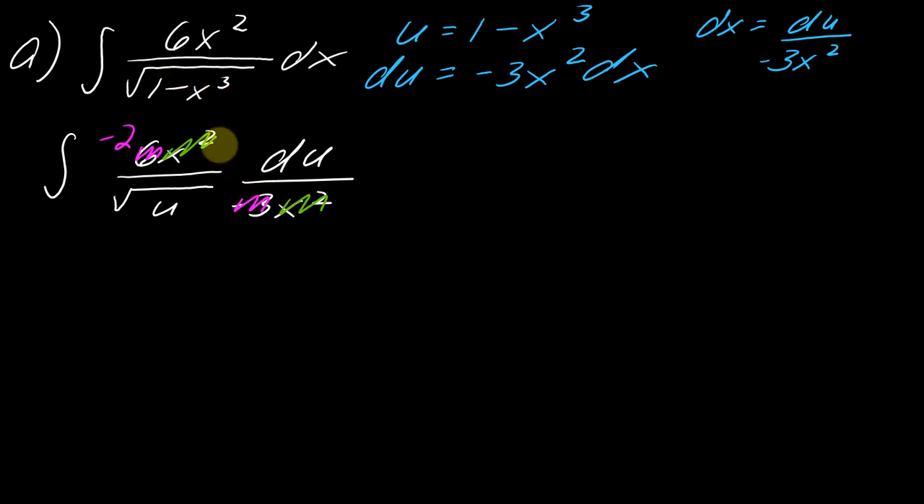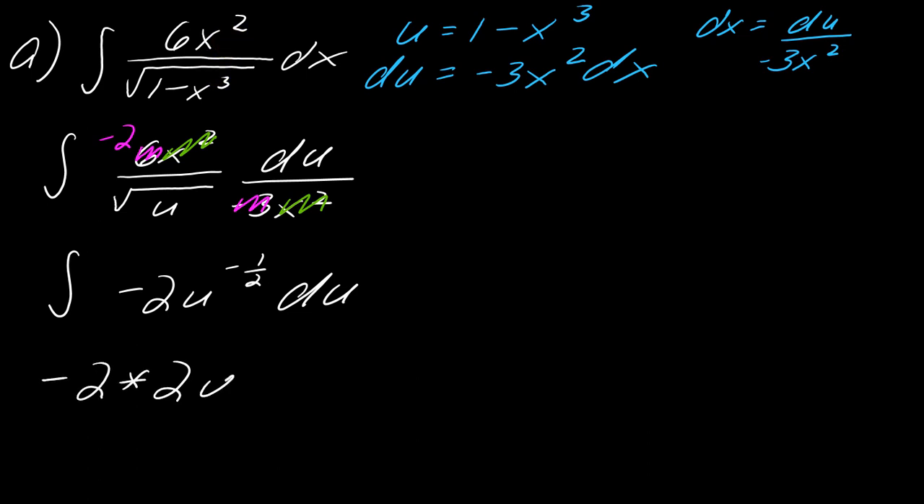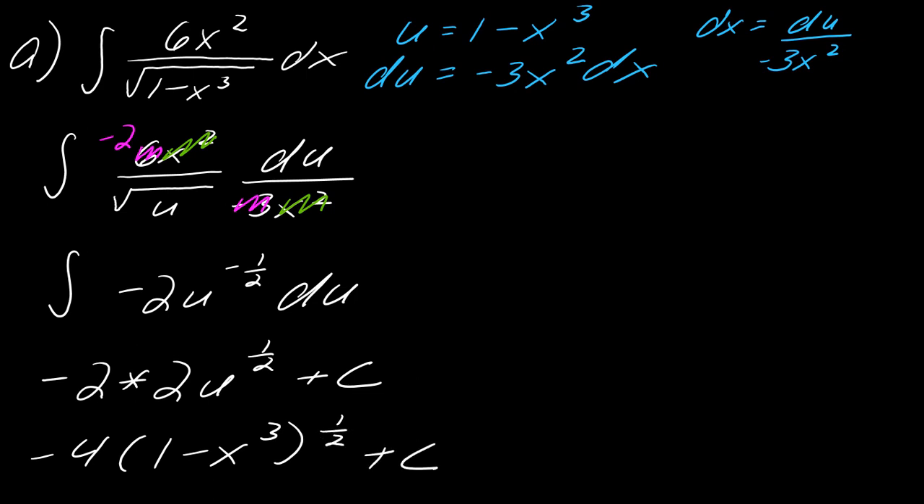Maybe this is a little bit difficult to see, so if I write this all out, what I'm actually left with is negative 2, actually I'm going to rewrite this as negative 2u to the negative 1/2 du. I just like writing it out in its exponential form when I'm integrating. So then I can finish this. This will be negative 2 times 2u to the 1/2 plus c. So this will be negative 4 times 1 minus x cubed to the 1/2 plus c. We'll leave it like that for now.